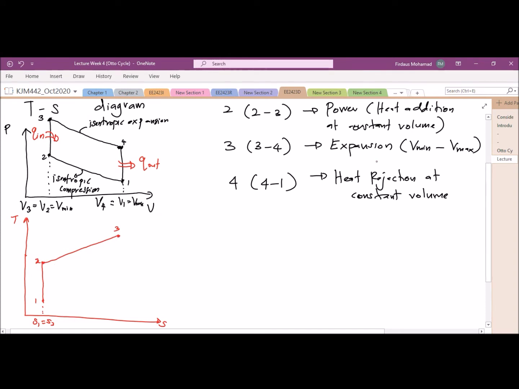And then 3 to 4 is expansion. Expansion means that the temperature gets lower, with the volume going from minimum to maximum volume. It is isentropic, which means that S3 equals S4.